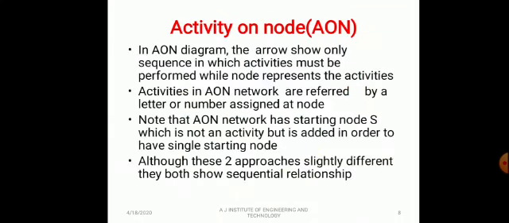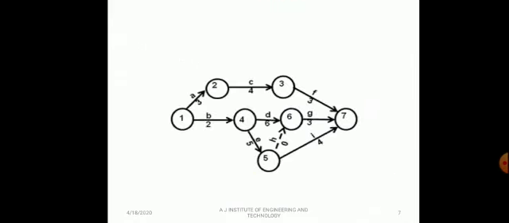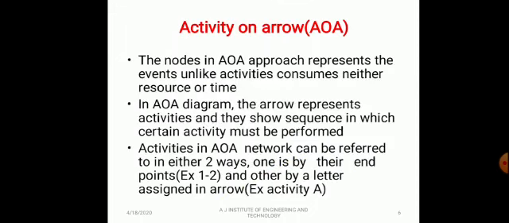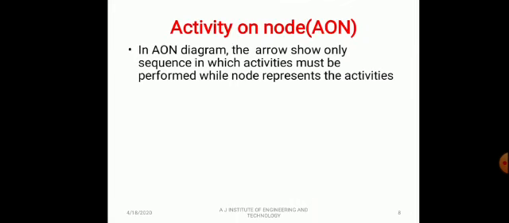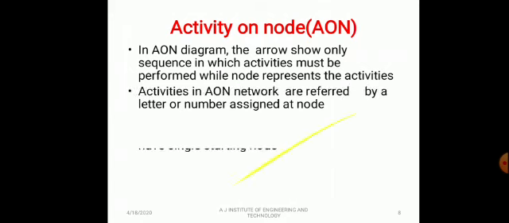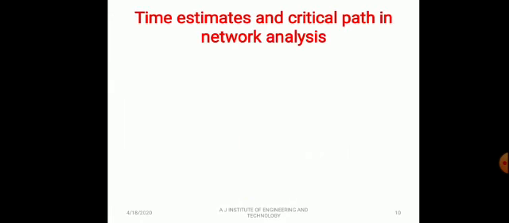In activity on node, the node represents the activities, represented by a letter, and the arrows show only the sequence in which the activities must be performed. In the case of the AOA approach, the nodes represent the events, which, unlike activities, consume neither resource nor time, and the arrow represents the activity. Activity on arrow, activity on node. Activity on node means the node represents the activity. Activity on arrow means the arrow represents the activity.